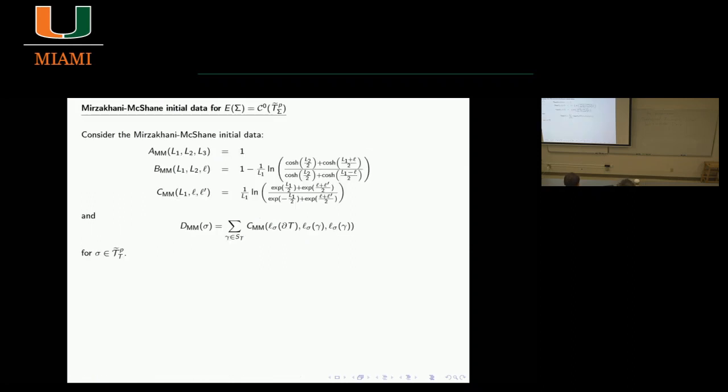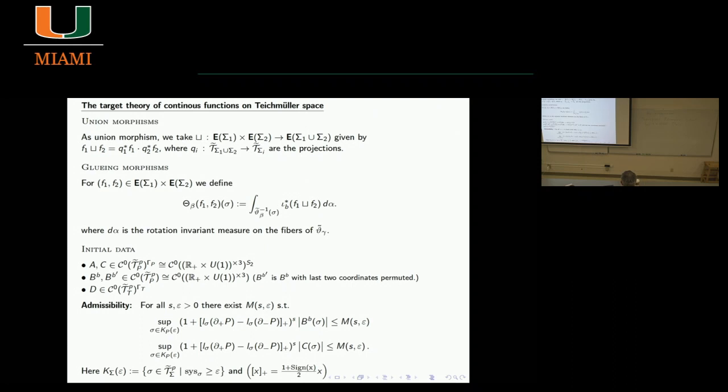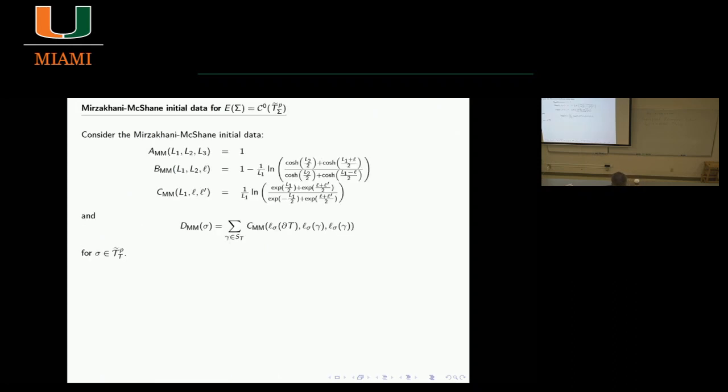Good. So you can run it. Whenever you have initial data satisfying this, you can run it. It will give you invariant functions on Teichmüller space. And here's the most beautiful example, I think, of all of this.